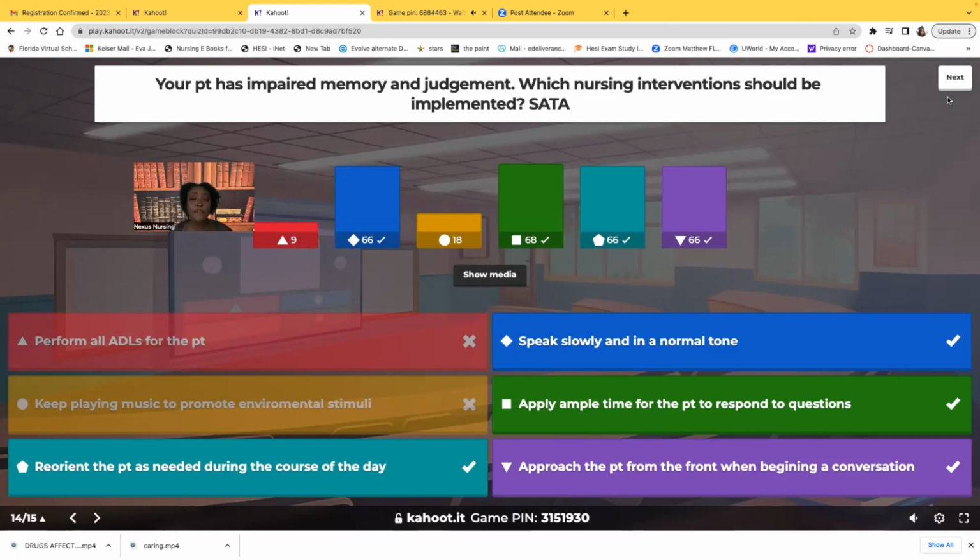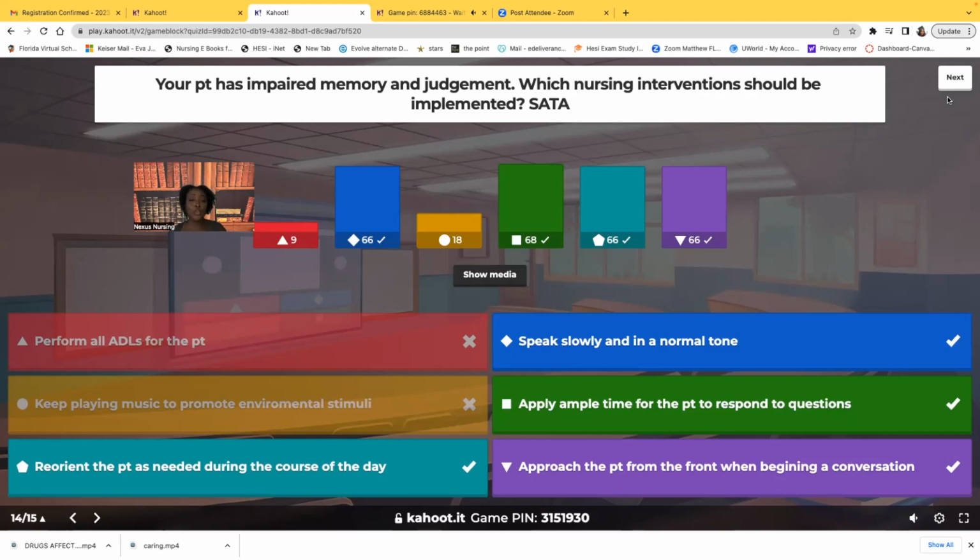Approach the patient from the front when you're having a conversation. Why? You want to face them while you're talking to them. You want them to look at your body, your facial gestures, your body language, and you don't want to scare them. You don't want to approach them from the back. So you're going to start a conversation facing them, and you want to orient the patient as needed during the course of the day. Remember, this is a disorder that's what? Progressive. What does progressive mean? That means as time goes on, it only gets worse. So you're going to have to keep reorienting them.